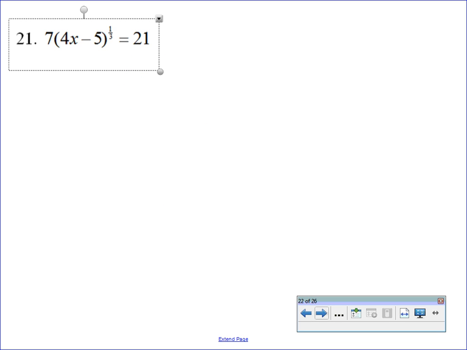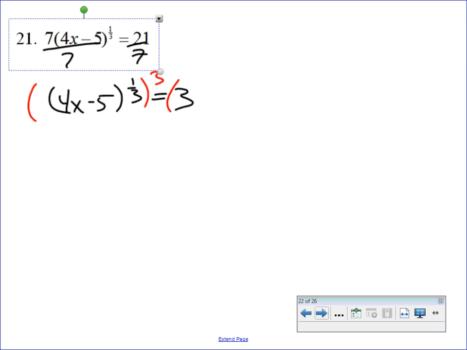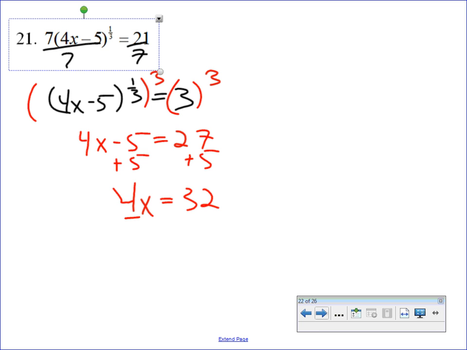Number 21. All right, once again, this rational exponent is the same as a radical, so I need to isolate it first. So I'll get 4x minus 5 to the 1/3 power equals 3. In order to get rid of the 1/3 power, I will cube both sides. And I'll get 4x minus 5 equals 27. Add 5 to both sides, I'll get 4x equals 32. Divide both sides by 4, and I'll get x equals 8. You can plug it back in, it works.